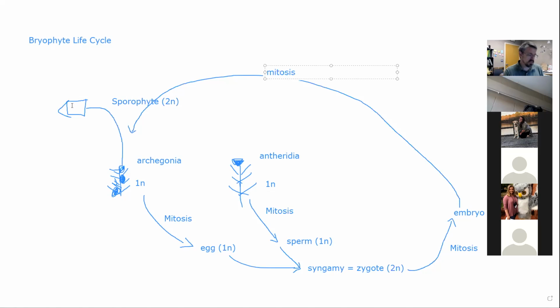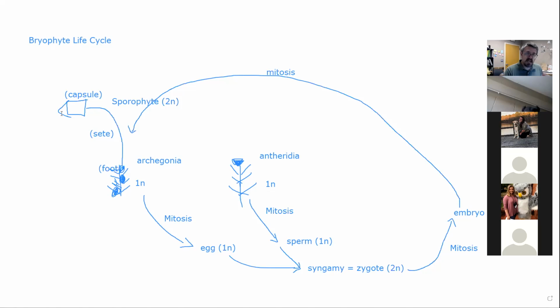Okay, now let's label some of these pieces. So where it connects down here, it's called the foot. This kind of long piece here is called the seta. And this little top, kind of looks like a firework to me, the firework part is called the capsule. We'll look at the capsule a little more in depth later. So those are the three main parts of your sporophyte.